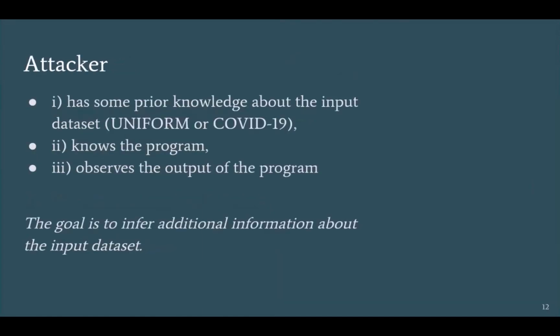So first, we consider an attacker that has some prior knowledge about the input data set. This is the uniform prior or the code prior. The attacker knows the program we will look at, and the attacker observes the output of the program. The goal here is to infer additional information about the input data set.